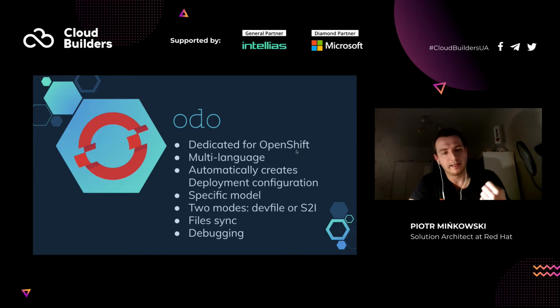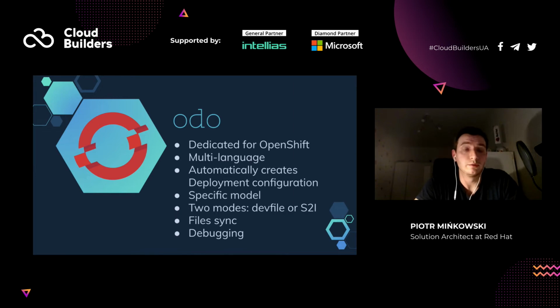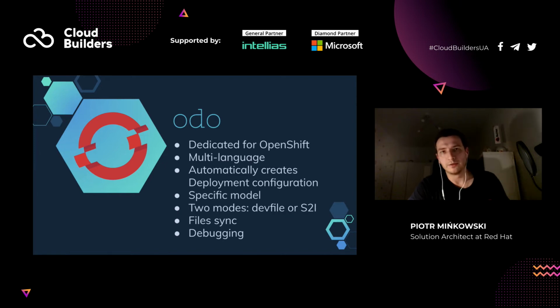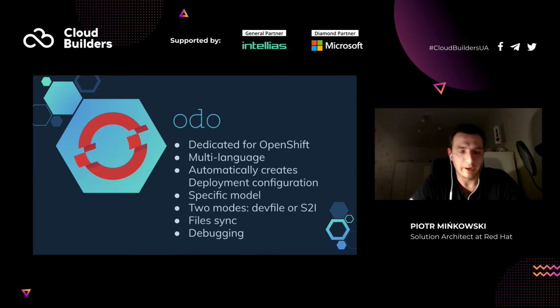Okay, so Odo supports multiple languages and may work in two different modes: devfile and source to image. Source to image is related to OpenShift. Well, it also detects changes in your source code and is able to automatically deploy them on the cluster. You may also easily debug your Java applications using the same mechanism that, in fact, is in Skaffold, the JDWP protocol.